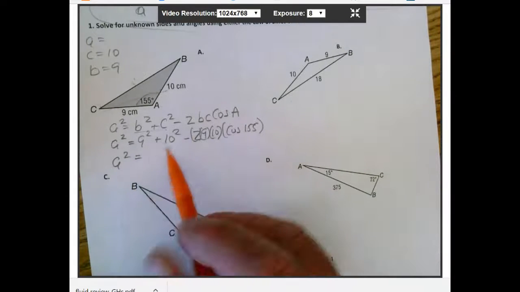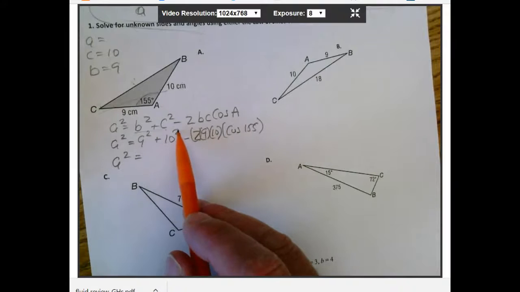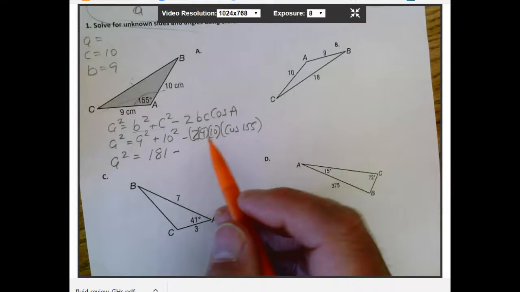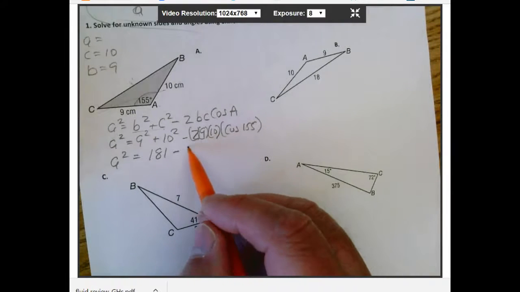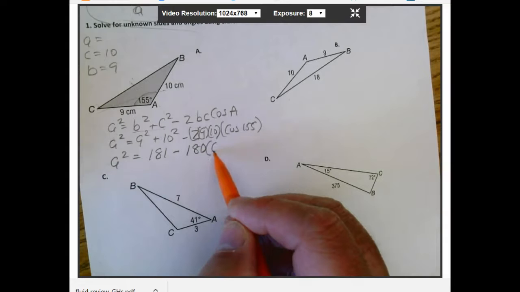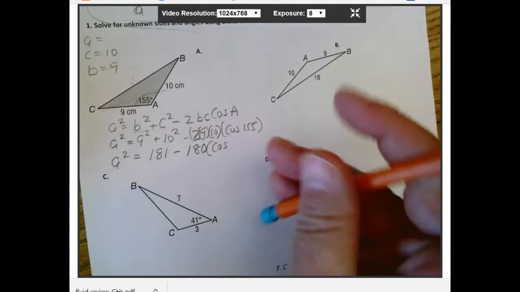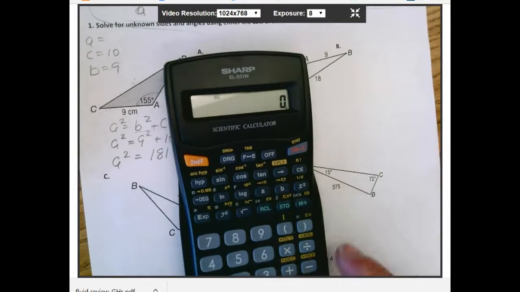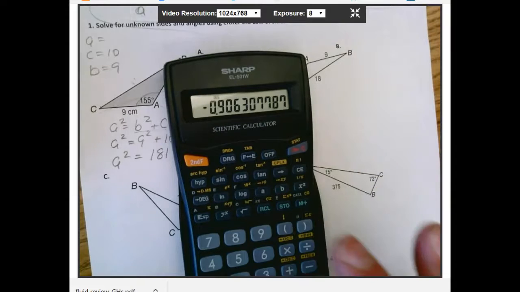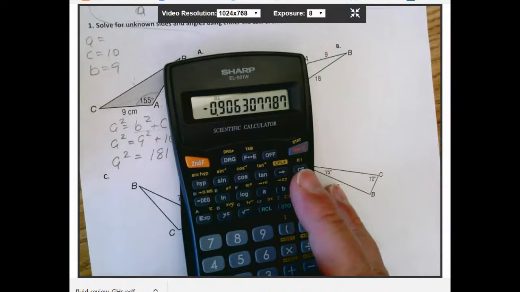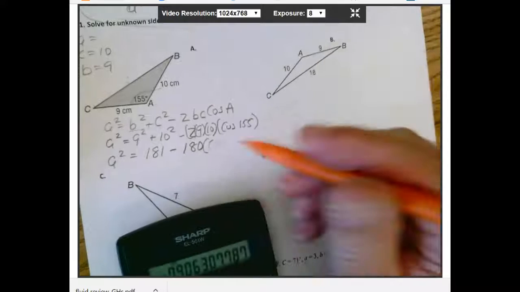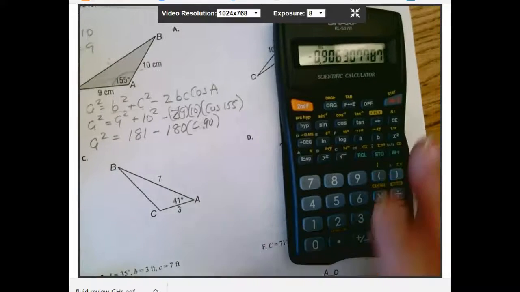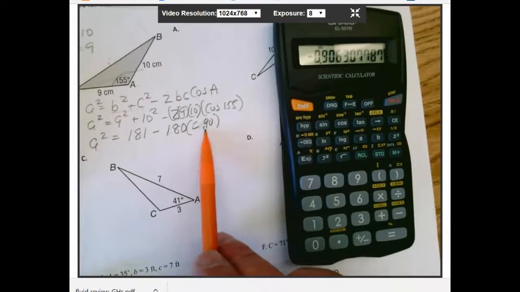That's what we want. So then what we can do is just do our work now. So a squared, 9 squared is 81, 10 squared is 100, so we'll just make that 181. And it's going to be minus all this stuff. So minus 2 times 9 is 18, times 10 is 180, times the cosine of 155. Let's just do that really quick on our calculator. So we're just going to put in 155 cosine. We get negative point, negative 0.9. And I'm not going to put the whole thing in, but instead I'm going to multiply this out, and then I'll add it in here.